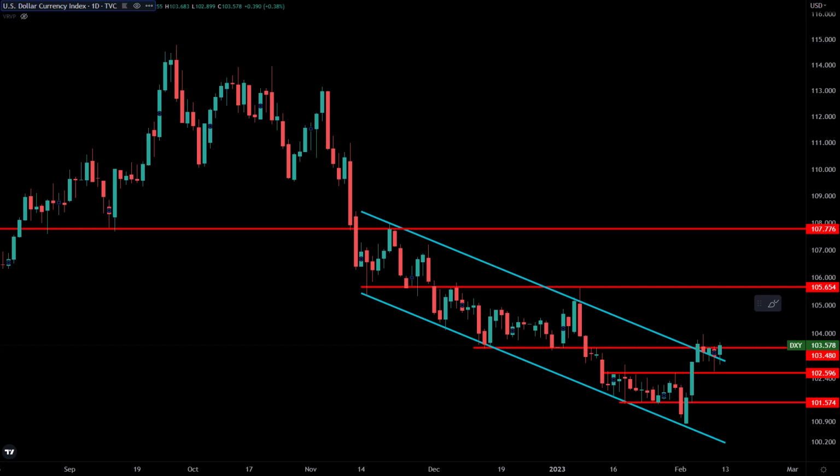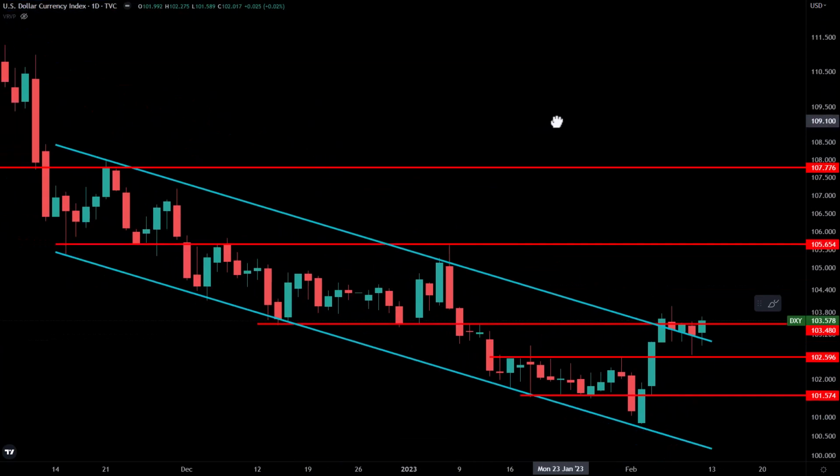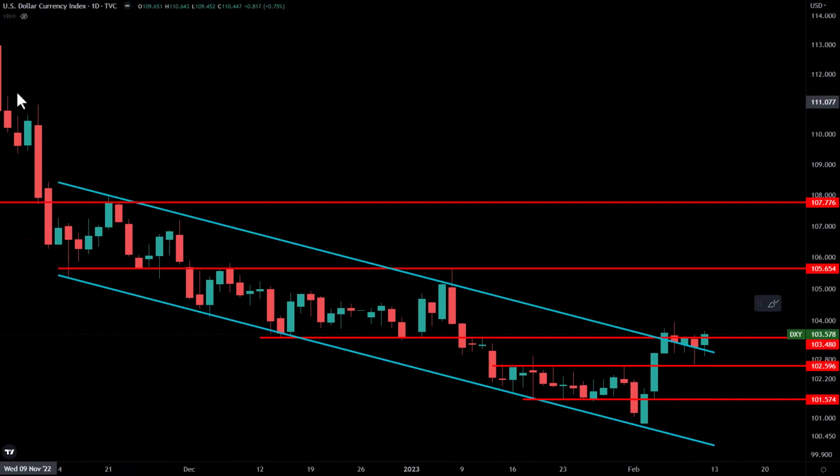Okay, so let's go ahead and jump right into this now. Looking at the DXY here, the US dollar index, this is the daily time frame, and this is the same descending channel that we've been looking at now for the past few weeks. And you can see where so far the DXY is holding above this level here. So this is the top of an equidistant channel.